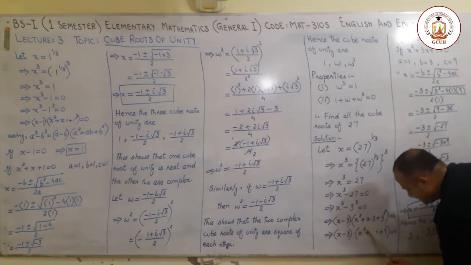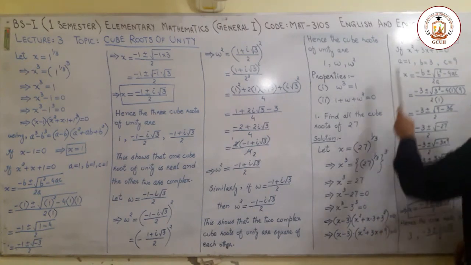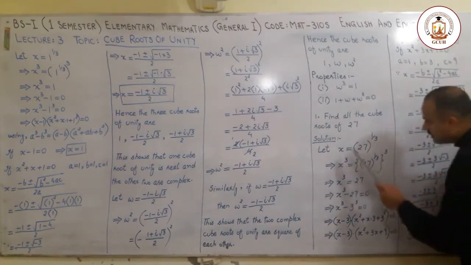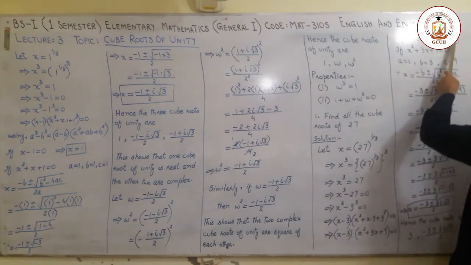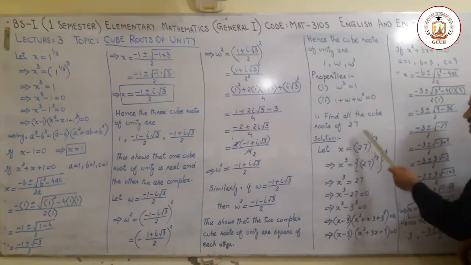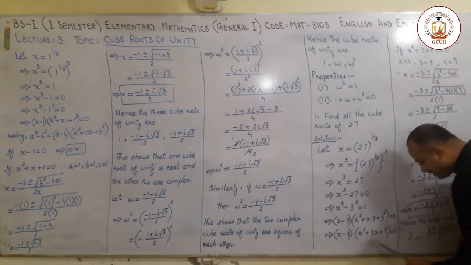Now let us simplify in the next step. In the second factor, x into 3 can be written as 3x and 3 square is equal to 9. Now here the product of two factors is equal to 0. This means either the first factor is equal to 0, which gives the value of x equal to 3. So one cube root of 27 is obtained here, and the other cube roots of 27 can be computed from the second factor.